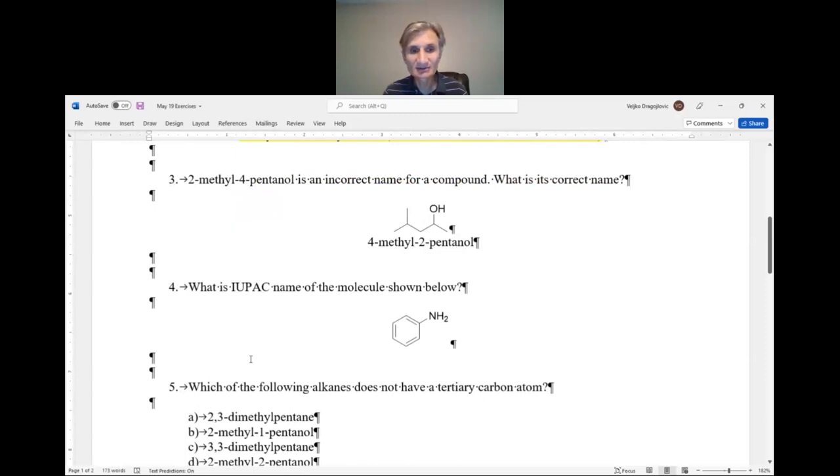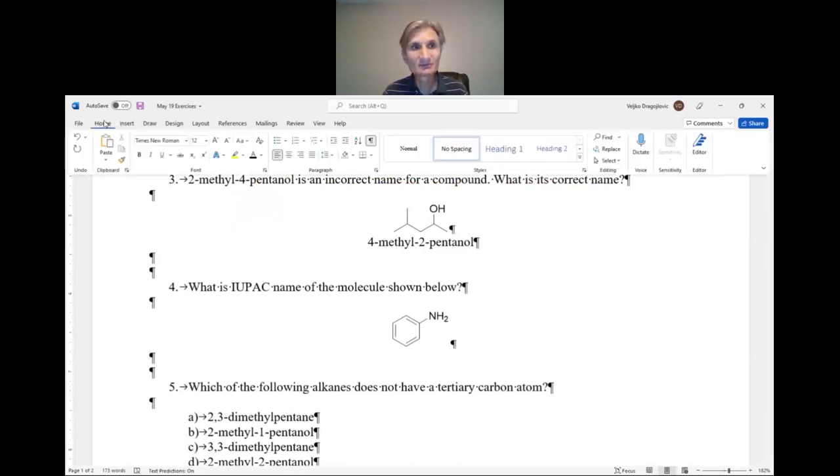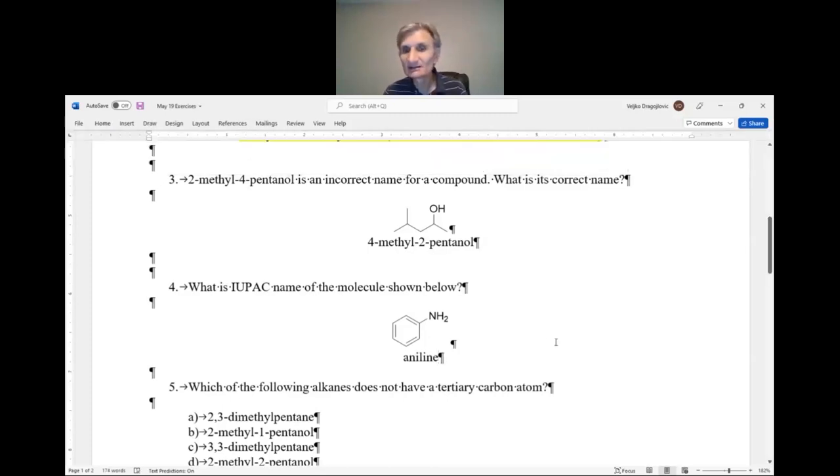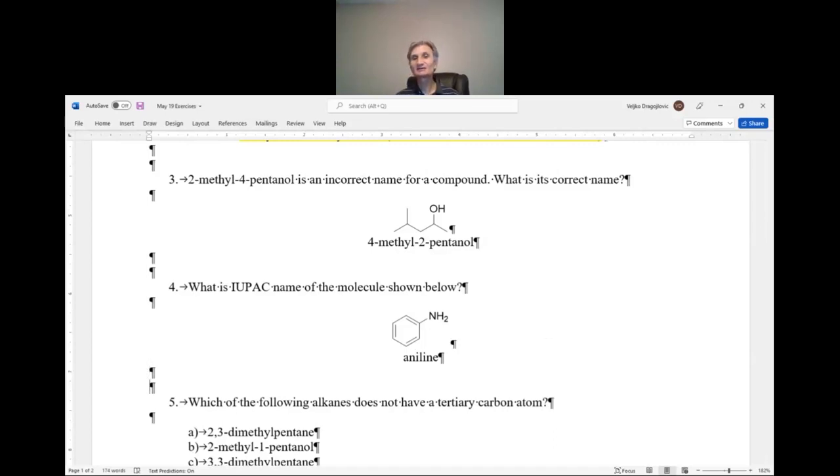The next one is an illustration of the kind of stuff you have to memorize. Some of these names are names of compounds like phenol, and in this case, aniline, that you have to memorize. There is no rule to apply or anything like that. Some compounds have names that are assigned to them that you simply have to memorize. It's like a foreign language. If you're learning a foreign language, there is a lot of vocabulary that you simply have to memorize. There is no way around it.